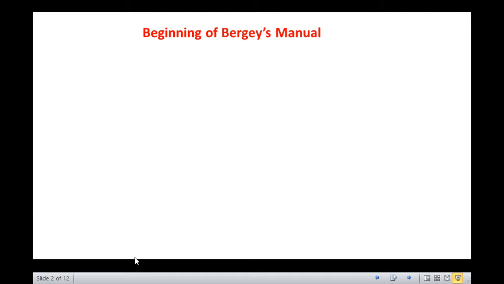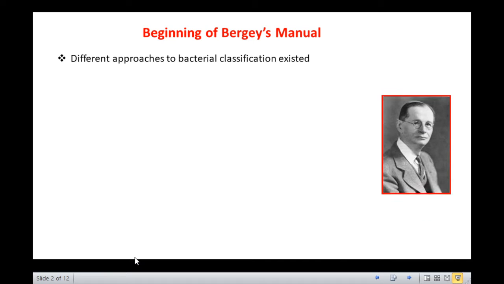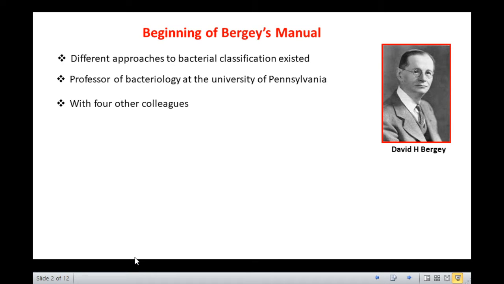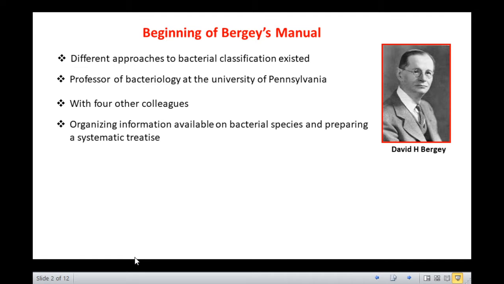At the turn of the 20th century, there were different approaches to bacterial classification. It was then that David H. Bergey, a professor of bacteriology at the University of Pennsylvania, along with four other colleagues, took up the uphill, enormous task of organizing information available on bacterial species and preparing a systematic treatise.